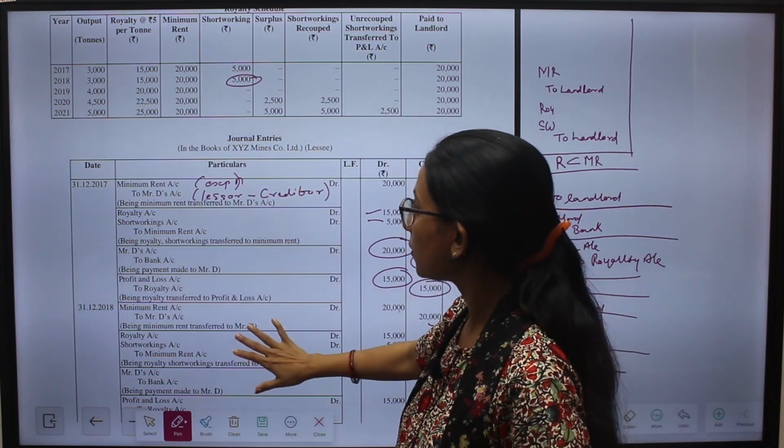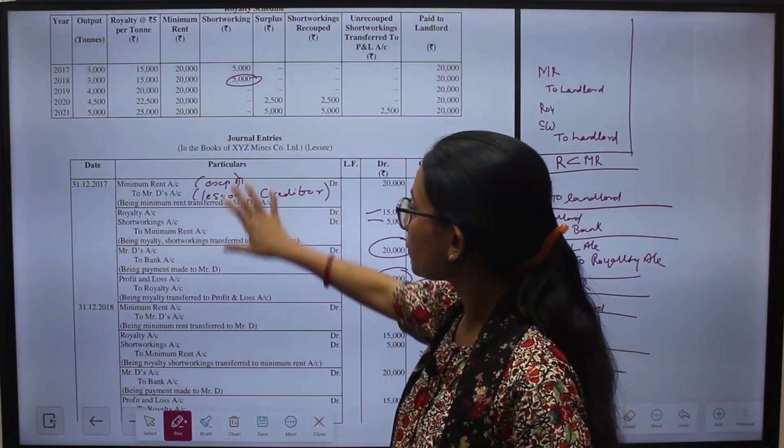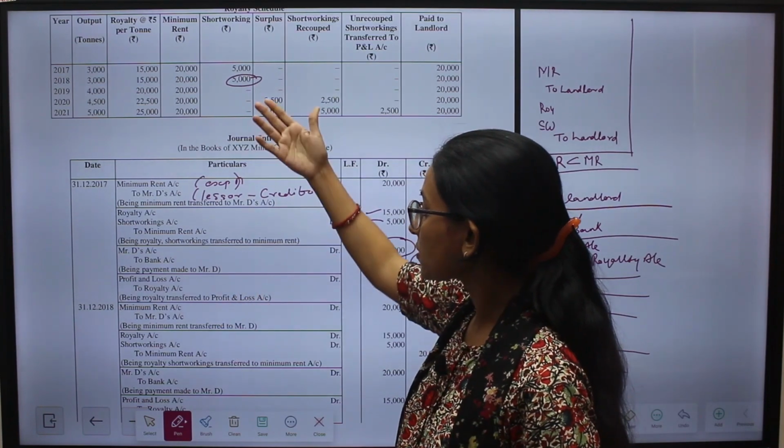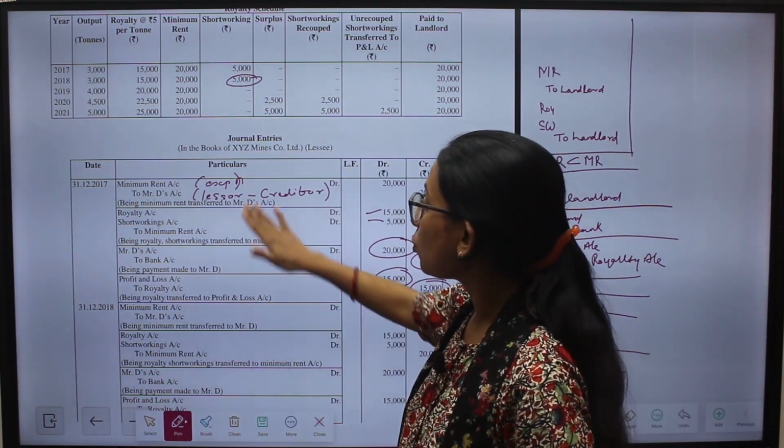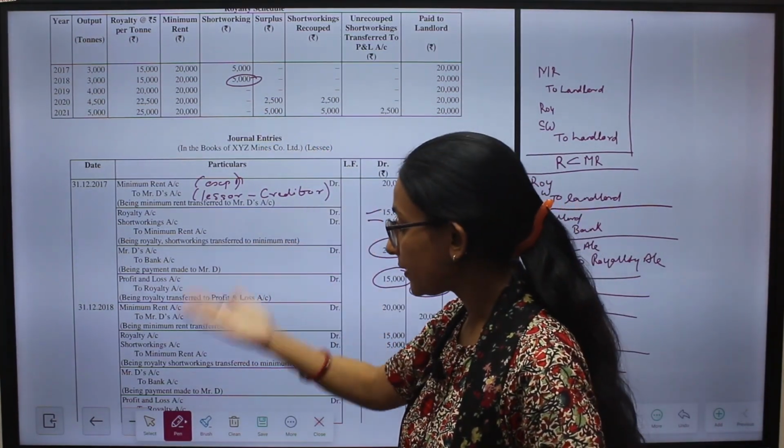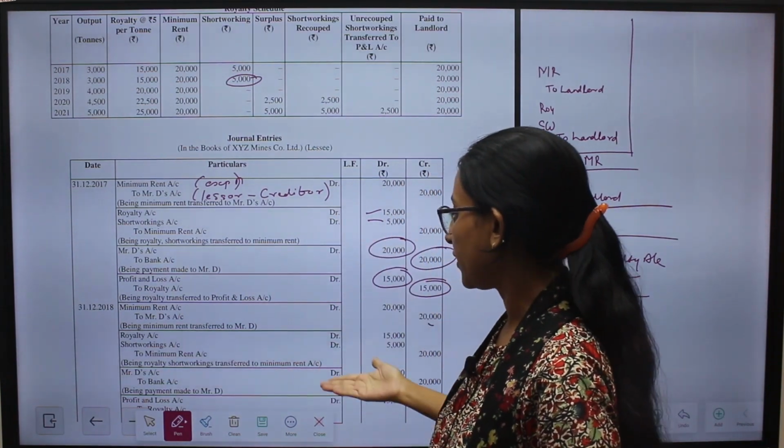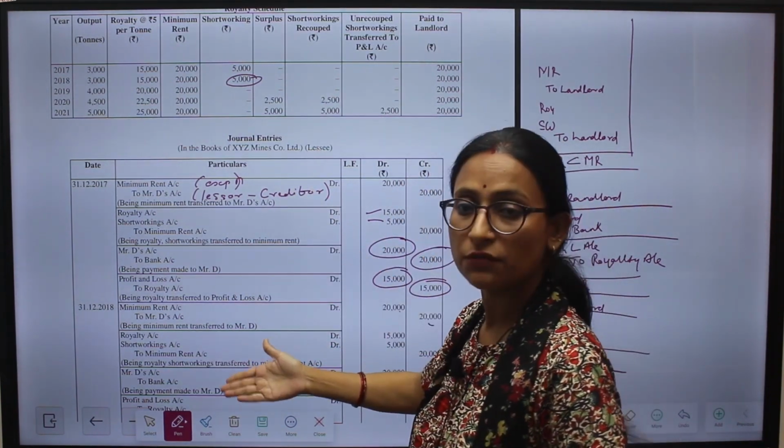In both the first year and the second year, we have to prepare the minimum rent account because it is asked in the question, and both situations are of when the royalty is less than minimum rent. So both situations are of short working.